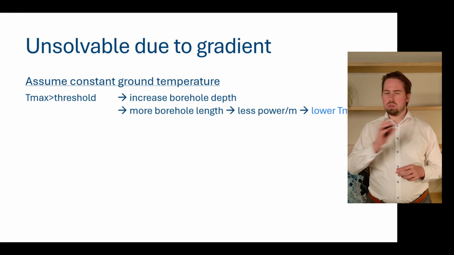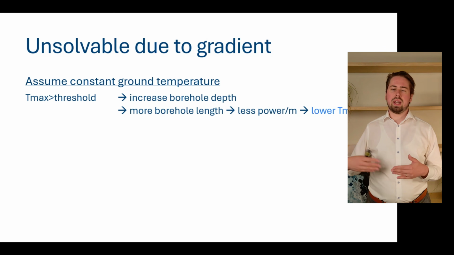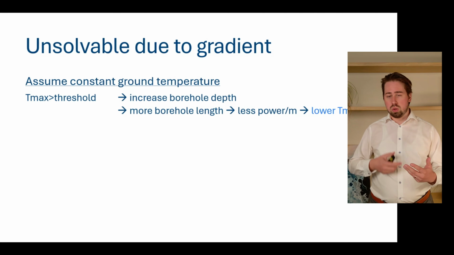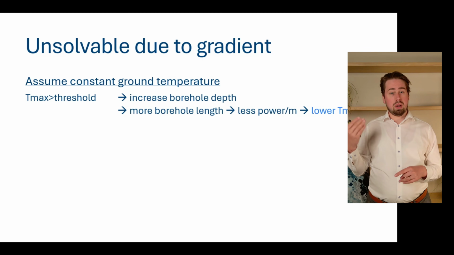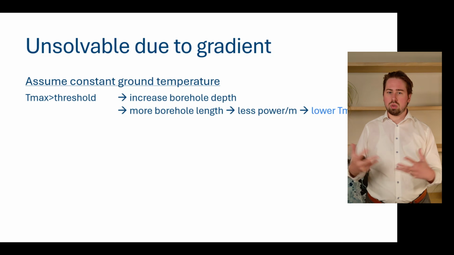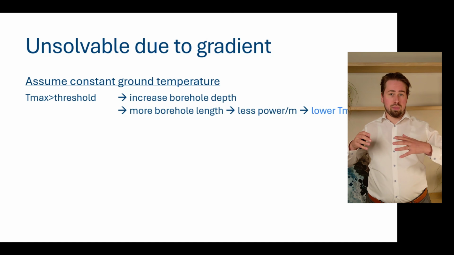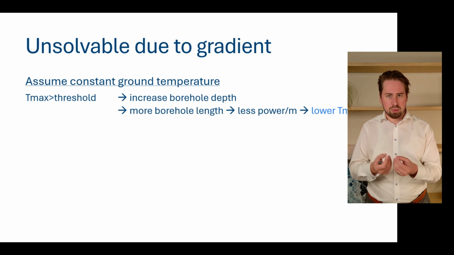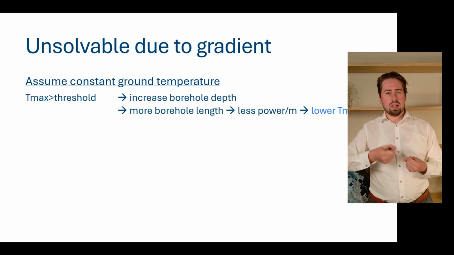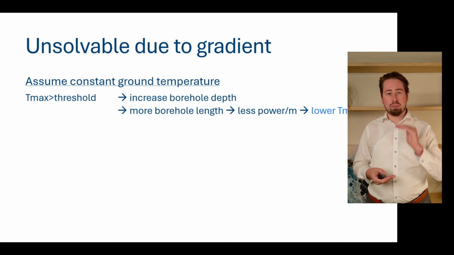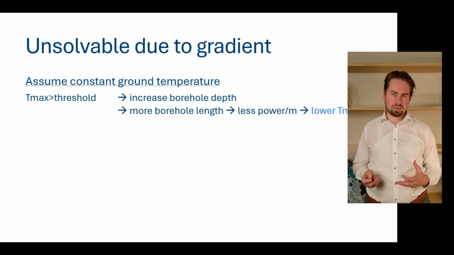So you go to GHEtool, you say it's a constant temperature, and this means that no matter the depth, the ground temperature is constant. And if we're in this iteration loop, we start with 100 meters, we say, okay, our fluid temperature is above the threshold, the algorithm will increase the borehole depth, and this also increases the total borehole length, which means that we will have less injection power per meter borehole, which also means that our maximum fluid temperature will be lower. And if we keep iterating like that, we will end up with a borehole depth where our fluid temperature is below the threshold and we have a solution.